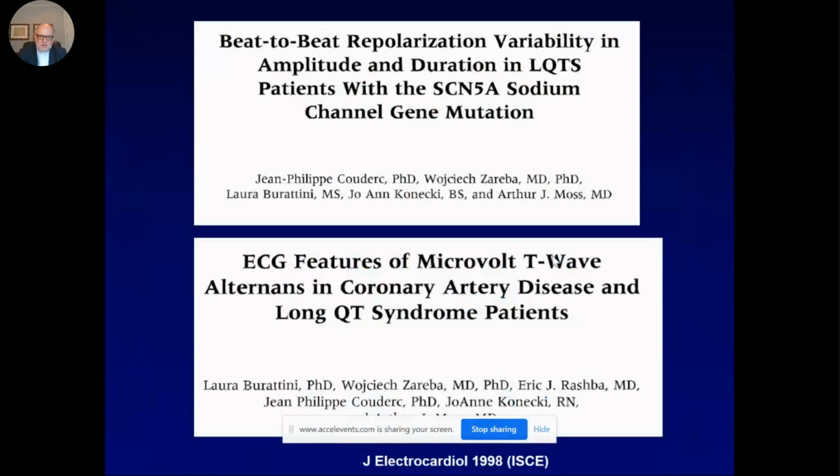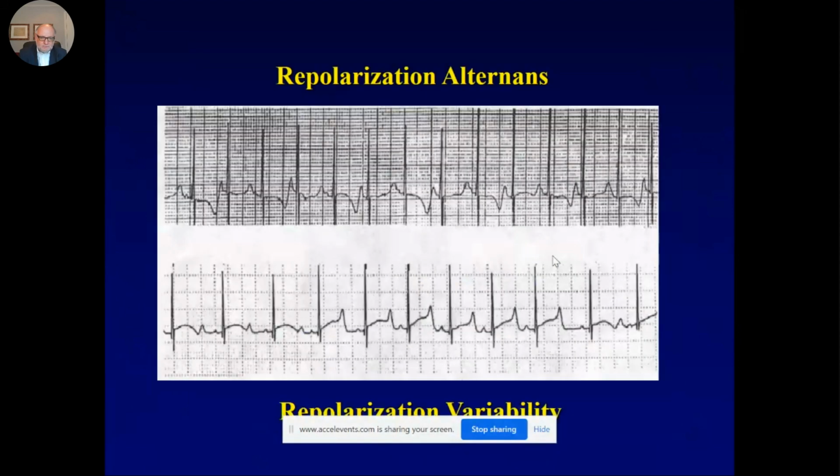But we were also interested not only in this T-wave alternans, but also in aspects of variability. These are two papers from ISKI by Jean-Philippe and by Laura Burattini. We were looking at aspects of microvolt T-wave alternans and also at variability, and it was presented at the 1998 ISKI. Both papers show increased incidence of those abnormalities in the respective population with long QT.